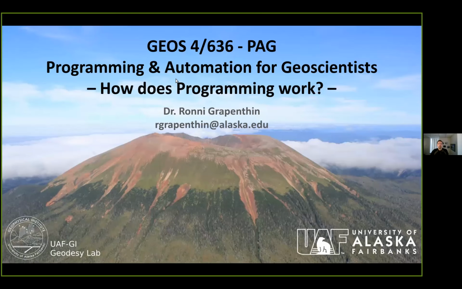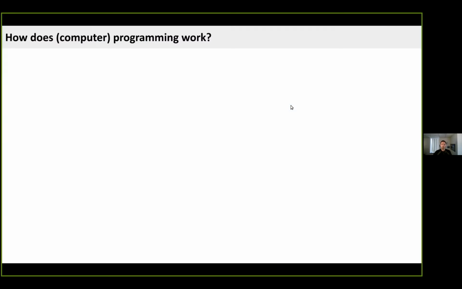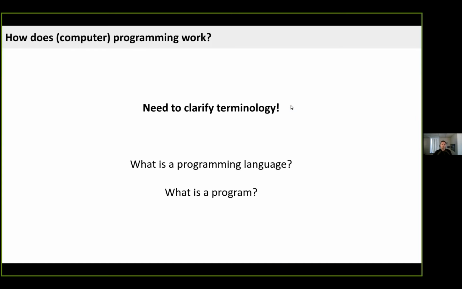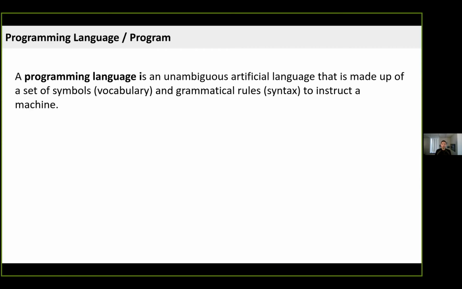I want to talk with you a little bit about how programming actually works, and lay out the workflow of how we go from a flowchart to something that could be a program. To begin with that, we first need to clarify some terminology. We mentioned programming languages and talked about programs, but we should get a clearer sense of what these things actually are.